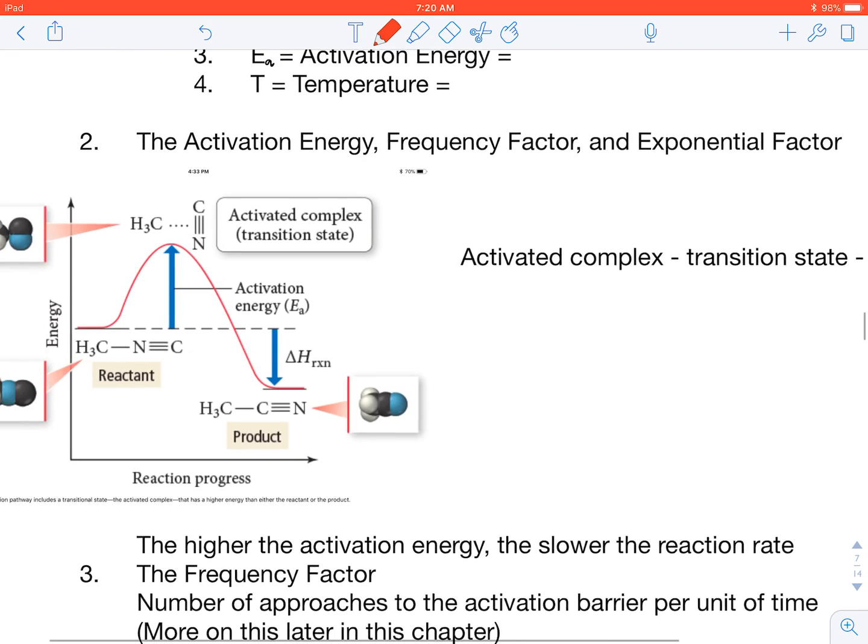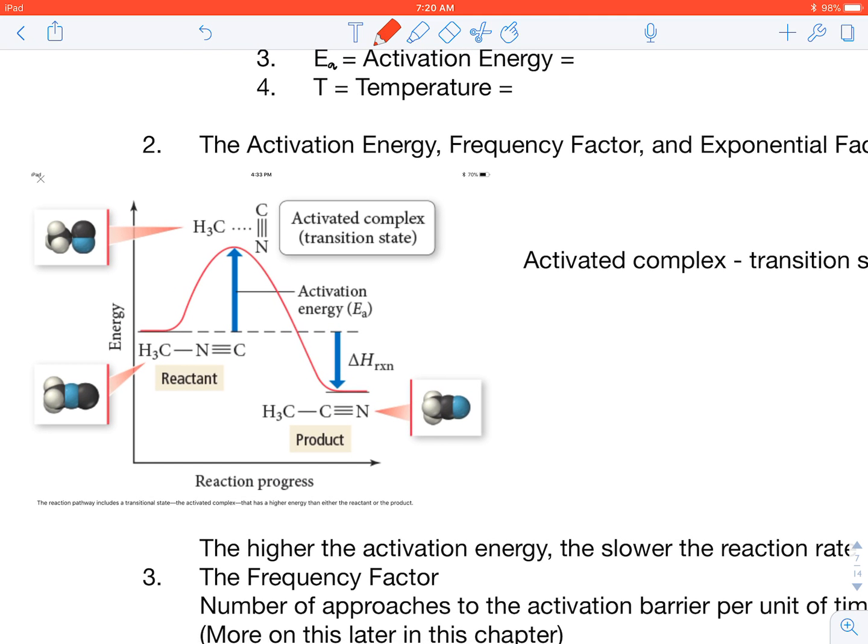All right, so the activation energy and frequency factor, aka exponential factor, what I really wanted to look at was this graphic here. This is an important graphic because this is something we're going to use and you're going to have to be able to understand on an AP test. So what we have here is our reactant, which is CH3-N with a triple bond there, and this is our product here. If we were to write this reaction, we have H3C, and remember it's just written out like this so we can see what the bonds are doing. All it's doing is rearranging the N and the C.